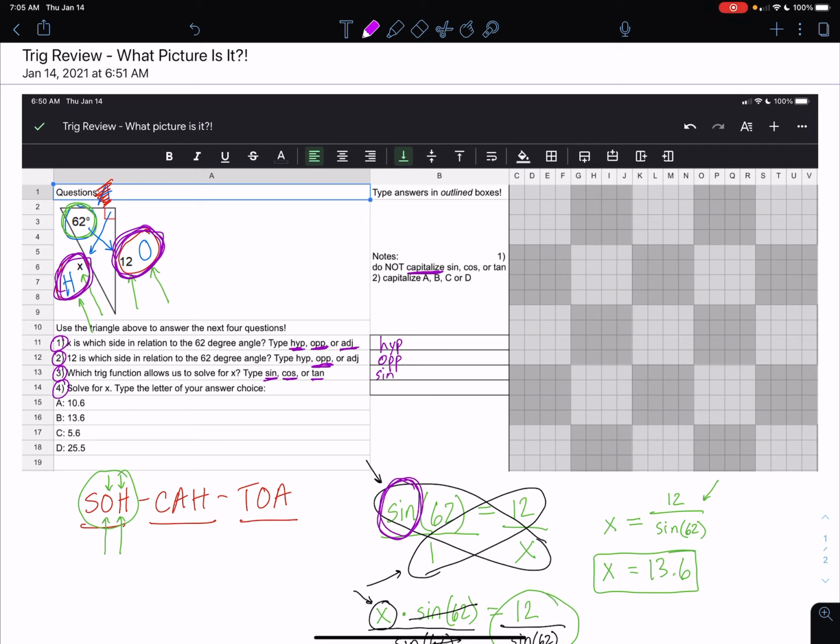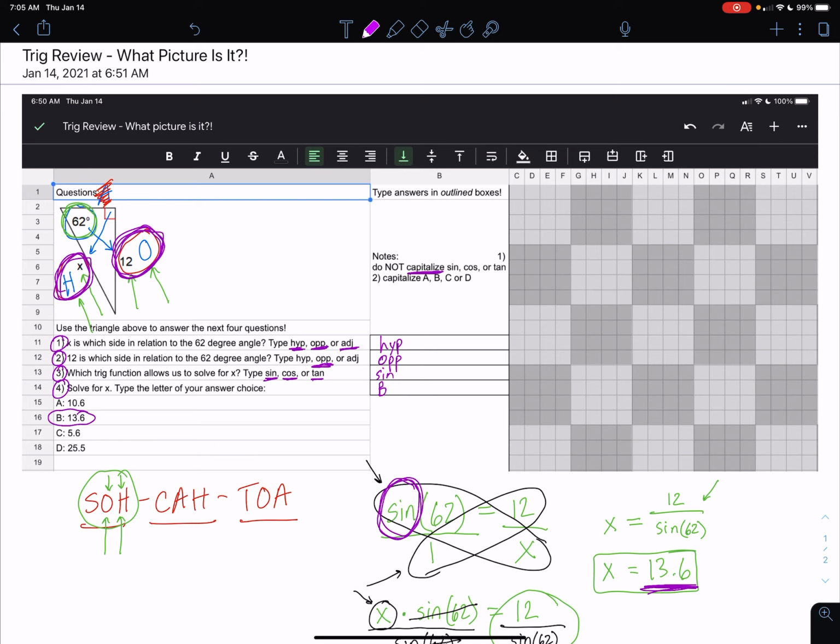And then finally, number 4, it says, solve for x. So what did we get? We got 13.6. You'll see that is answer B. And now they want us to just put A, B, C, or D in there. And so those are capital letters, so I would write a capital B. And those answer the 4 questions there.